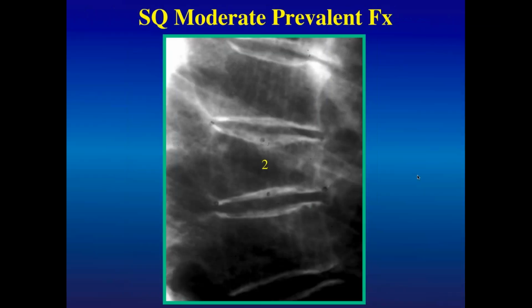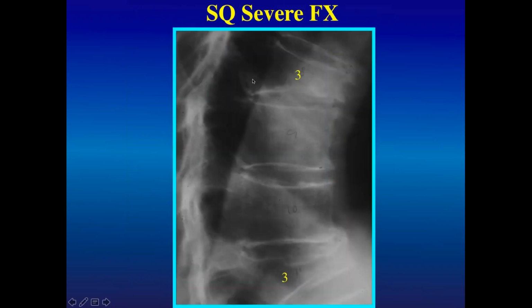Onto a moderate fracture. The moderate is judged based upon the dimensions that I indicated, and also a loss of the cross-sectional projected area. And here's a demonstration of several severe fractures, grade 3.